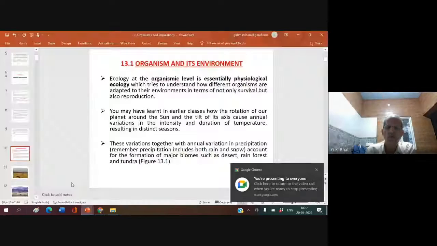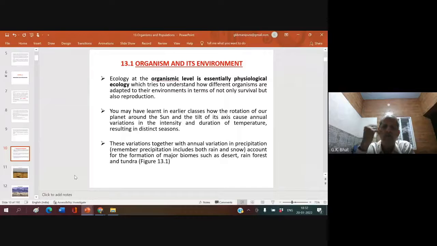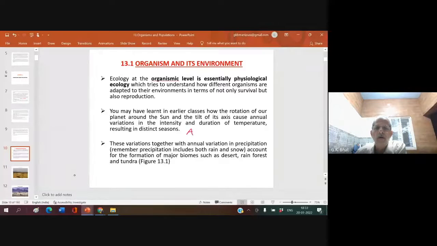What are seasons? Spring, summer, rainy, winter. No. The 4 seasons of the year are autumn, winter, spring, summer. This is the correct order. What is the order? You remember it as AWSS: Autumn, winter, spring, summer. These are one after the other.